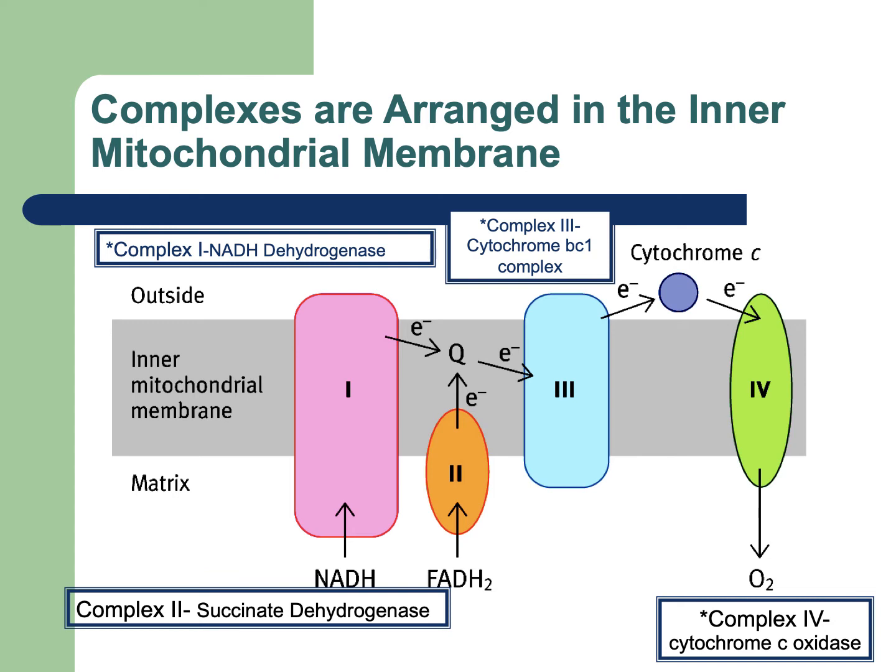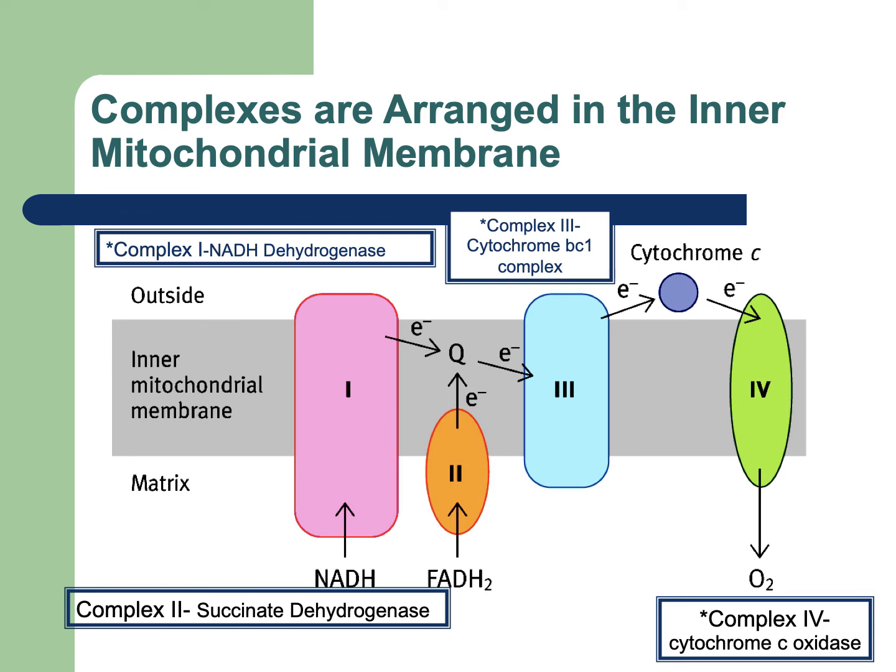I want you to follow the transfer of electrons down the chain and see that Q, ubiquitone, and cytochrome C are not fixed in the membrane. Rather, electrons from complex 1 and 2 are carried by ubiquitone to complex 3. And then cytochrome C is the taxi for the electrons from complex 3 to complex 4.